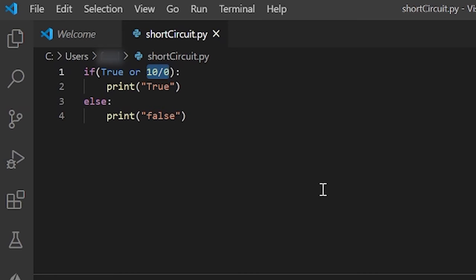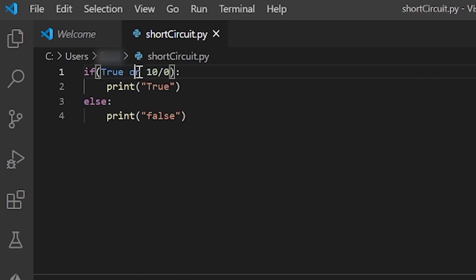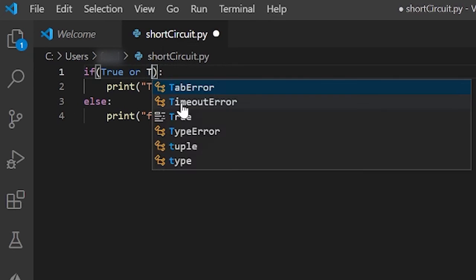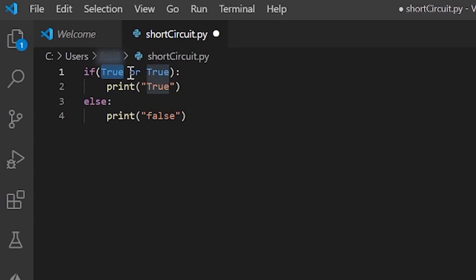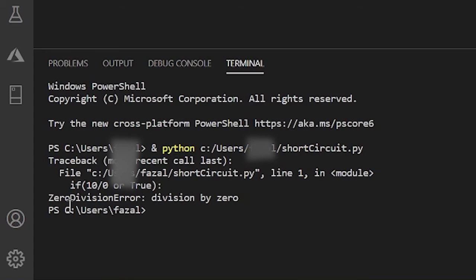And that's short-circuiting. Python sees the true, it sees the operator, and the operator is OR. So that automatically makes it true. If the operator was AND, Python would look at the second argument. Let's see what would happen if I switched the places of these. So I'll replace 10 divided by 0 with true, and I'll replace the true with 10 divided by 0. Let's run this, and we get a zero division error.